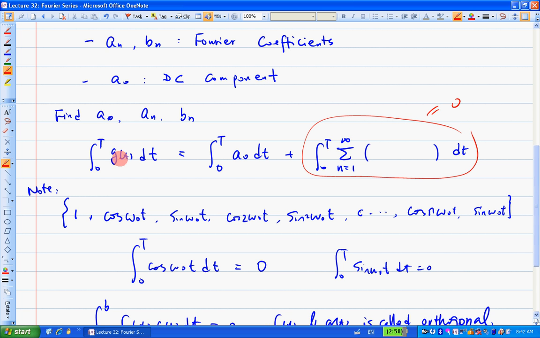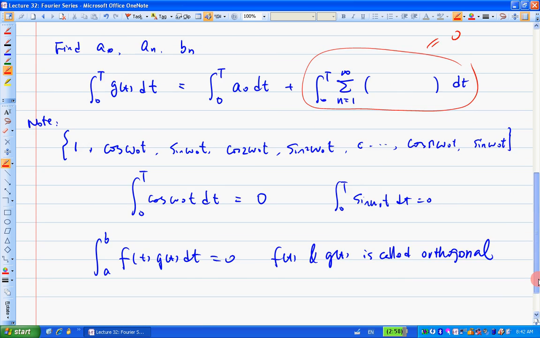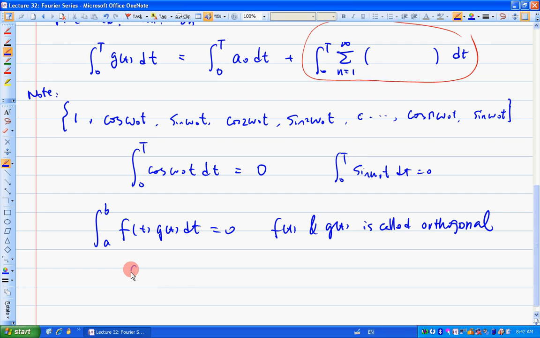So that leaves us with the first term, which is easy now. What we have is the integral from 0 to T of g of t dt, and this integral equals a naught multiplied by T. We're looking for the value of a naught, so a naught equals 1 over T times the integral from 0 to T of g of t dt. So that's a naught.